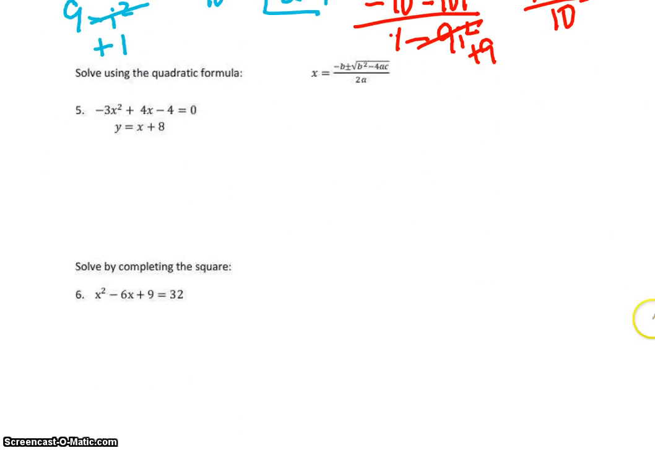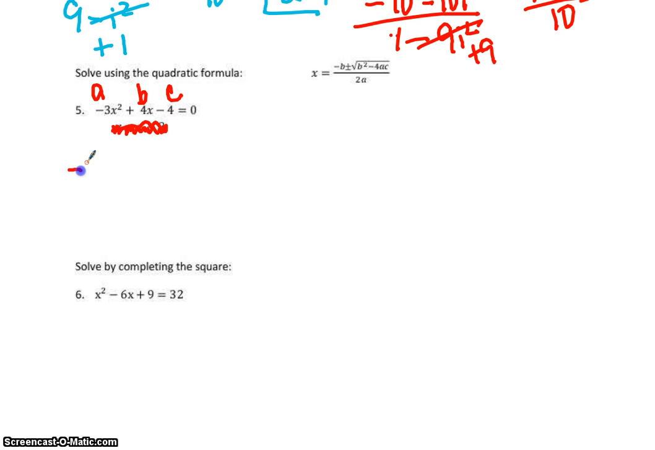Okay, changing gears, number 5, you're going to solve using the quadratic formula. I've given you this formula. So first of all, you need to figure out what I gave you 2 equations for, and that y equal x plus 8. Let's just mark that out and not use that. So your a is -3, your b is 4, and your c is -4.